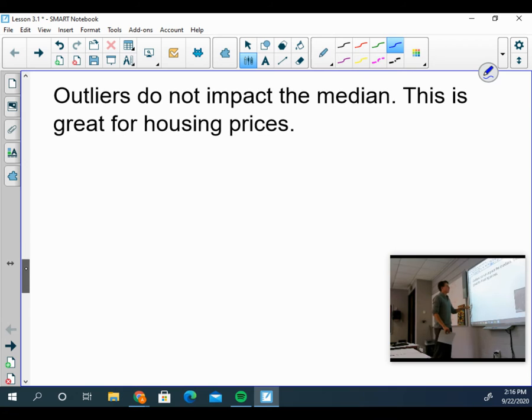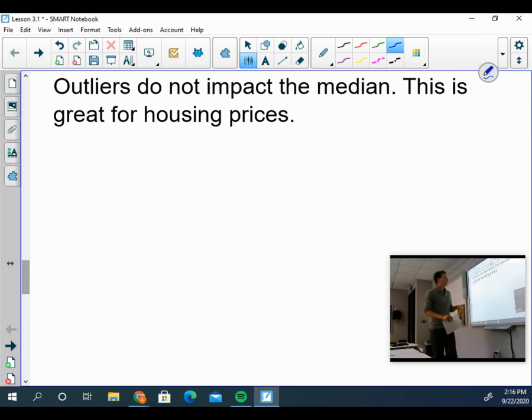But where in stats does this matter? Where does it become important? Well, the key you need to remember about median and what might be new to you is that outliers do not impact the median. Think about it like this. Let's say I have 7 houses on a block. And let's say 6 of them cost $200,000.